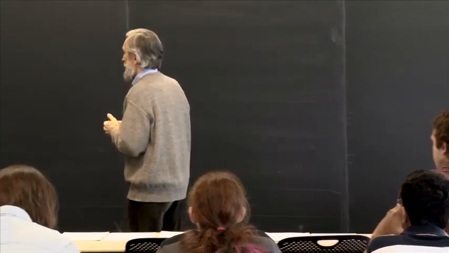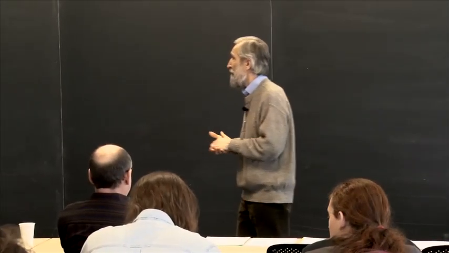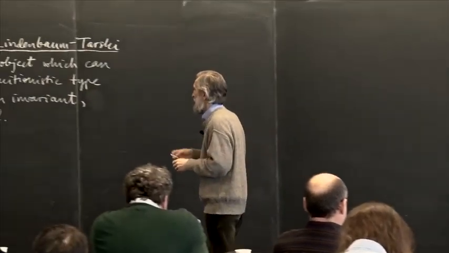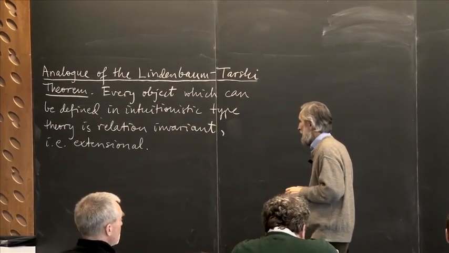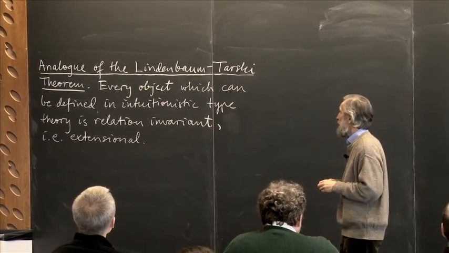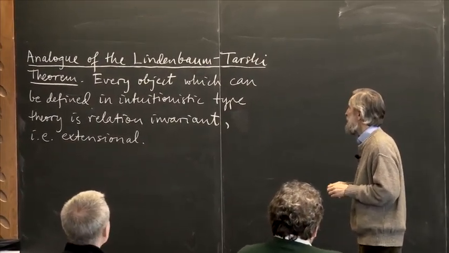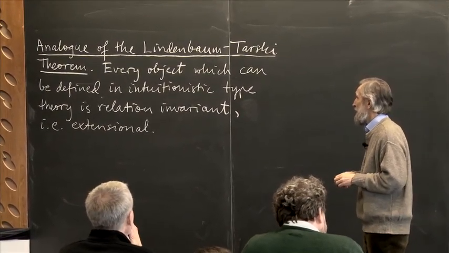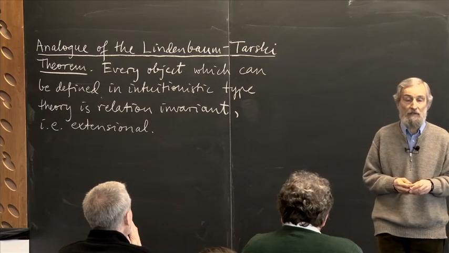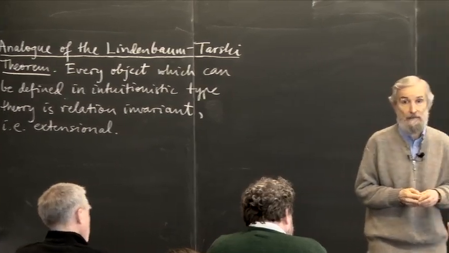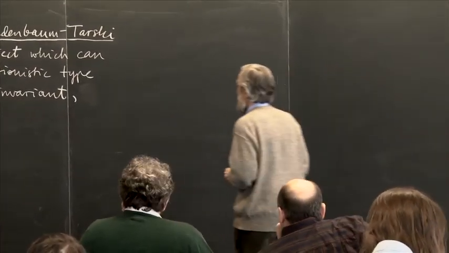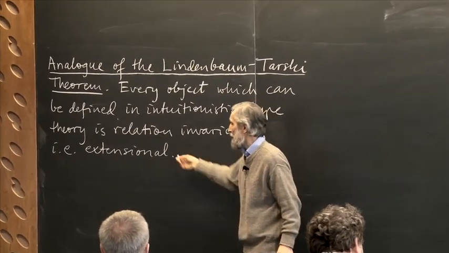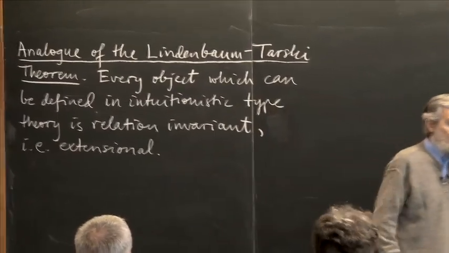So the theorem itself has to be reformulated. And that's why I call it an analog of the Lindenbaum-Tarski theorem. And what this analog says is that every definable object in intuitionistic type theory is not isomorphism invariant, but relation invariant, and I will have to explain, of course, what that means. And it turns out that this notion of relation invariance is the same as the notion of extensionality.